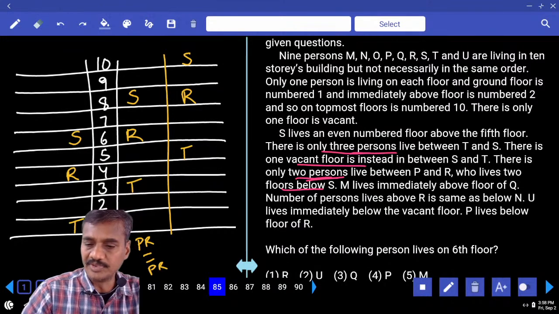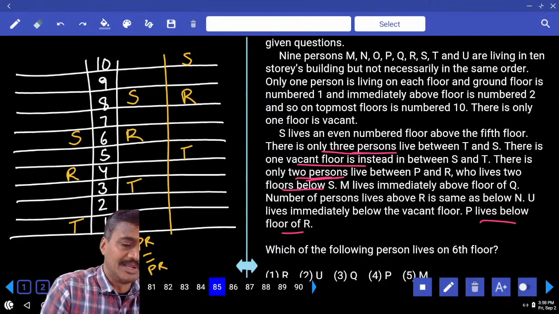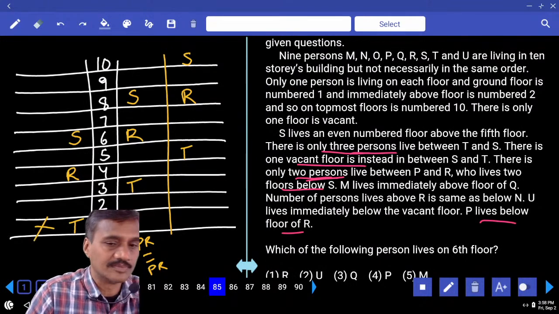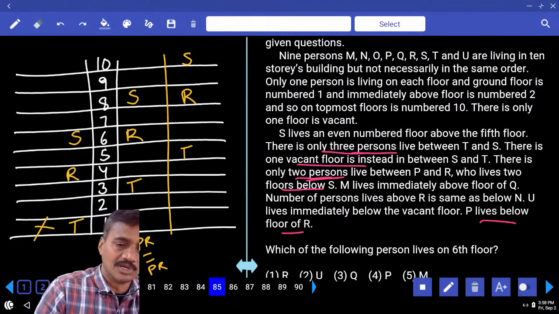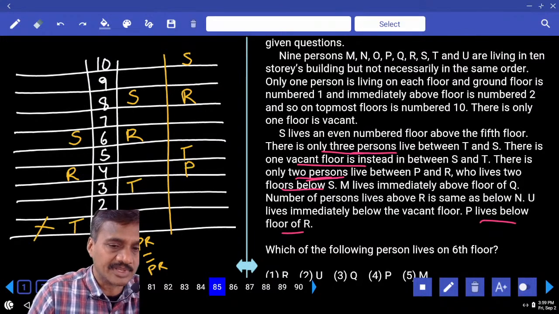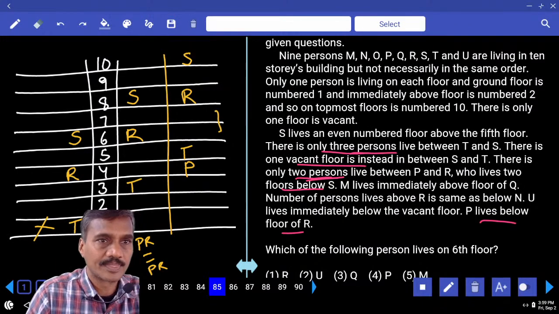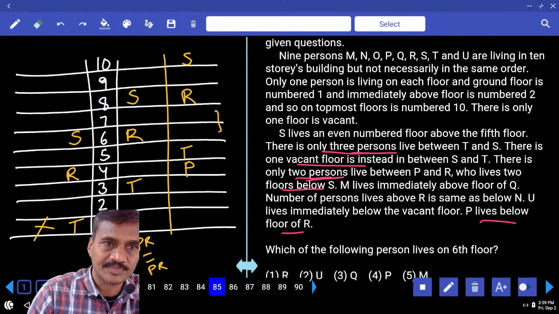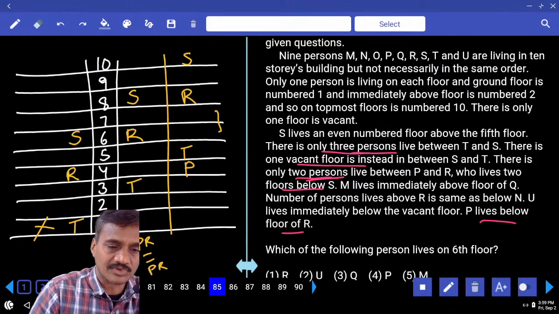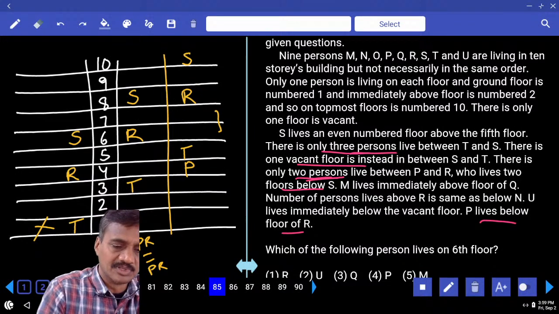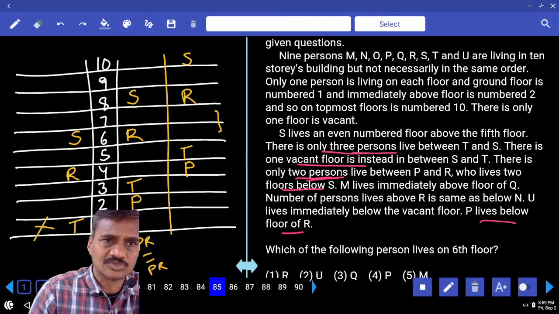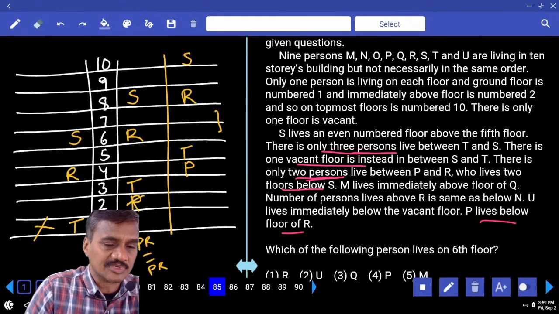Then, now P lives below R. Now P lives below R, here it is not possible. And P lives below R, exactly 2 people, P will be here. Can we say so or not? Why here, tell me. 2 persons. Now 1 between these 2 is a vacant floor. That fell between S and T, didn't it? And 1 between these 2 is a vacant floor. Then, between P and R, there must be exactly 2 people. Hence P is at this place. Can we take it? Is there a chance to take P here? No. There are only 2 persons between P and R.